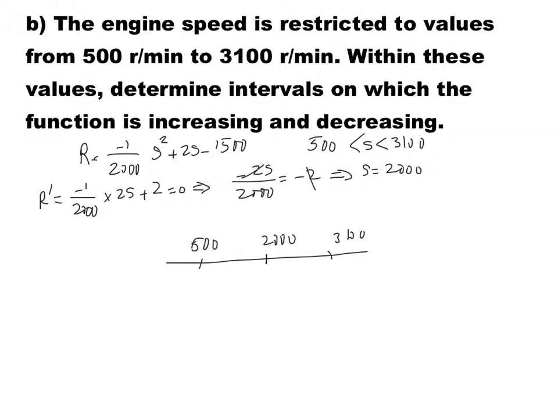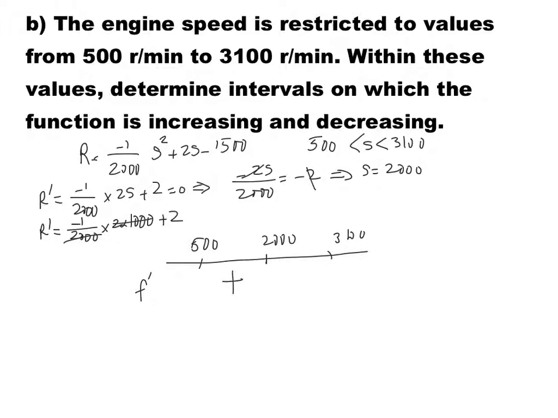Now I have to find the sign of f prime in each interval. Between 500 and 1000, if we pick a value, let's say 1000, then we get r prime is -1/2000 times 2 times 1000 plus 2. The 2000 cancels out, 2 minus 1 is 1, so it's positive.